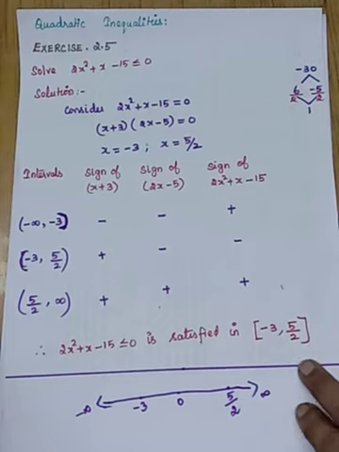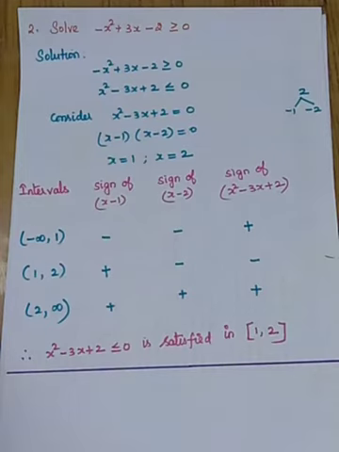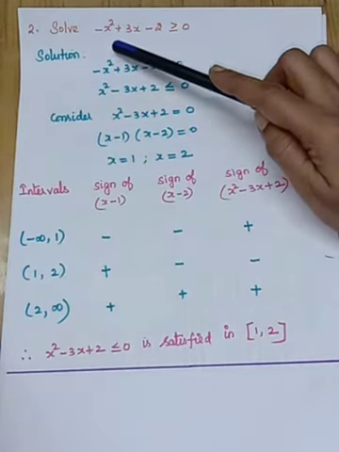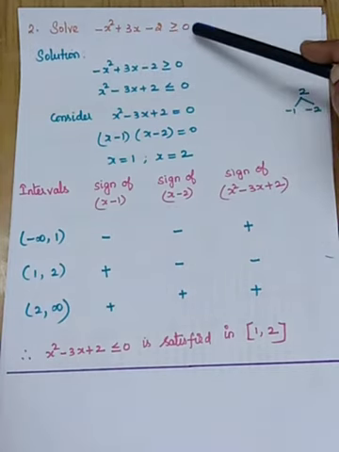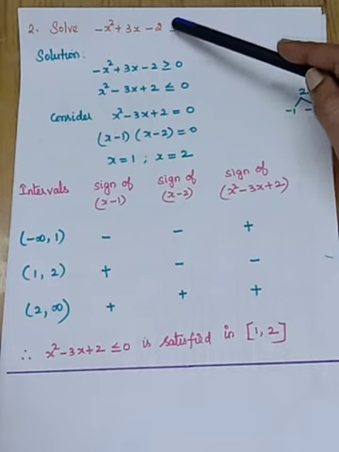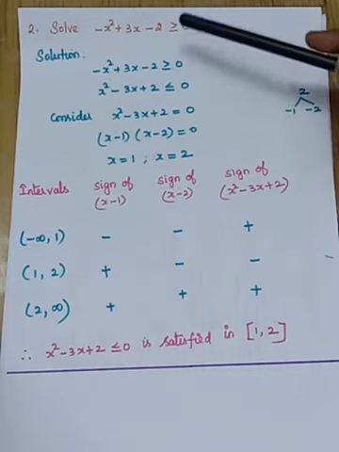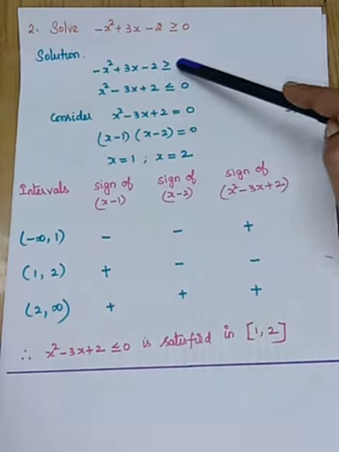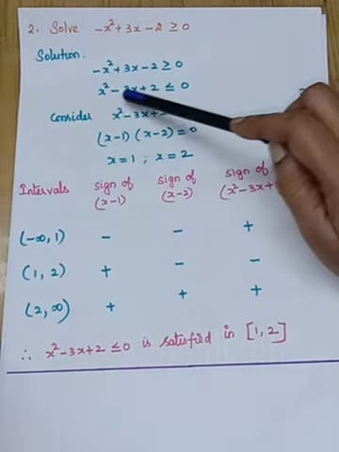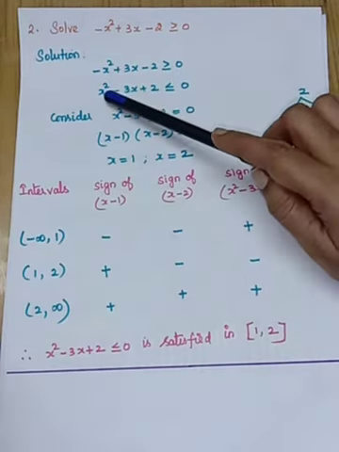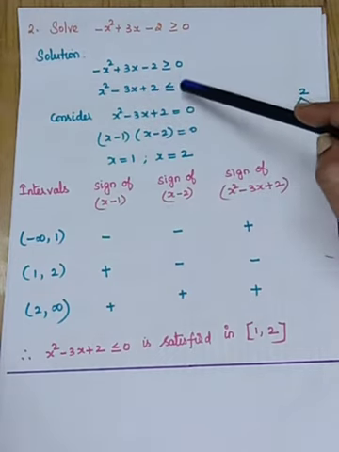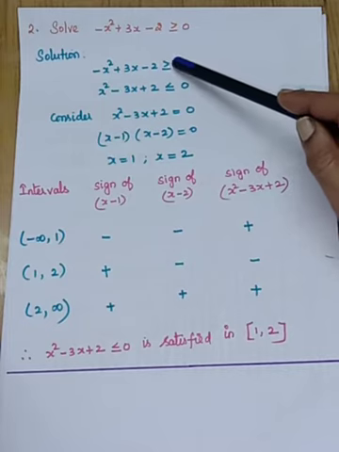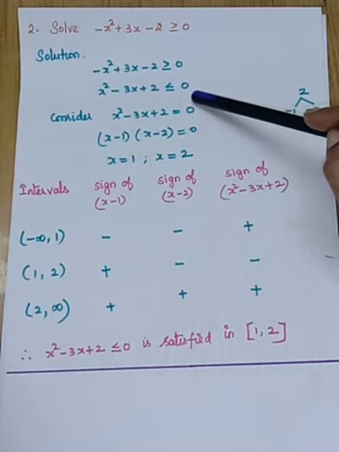Okay, so we'll go to problem number 2. In the same way we have to solve it. Solve minus x squared plus 3x minus 2 greater than or equal to 0. You see the inequality symbol, it is greater than or equal to 0. So here I'll divide by minus. It will become x squared minus 3x plus 2, and if you divide by minus, the inequality will change. So here it is less than or equal to 0.